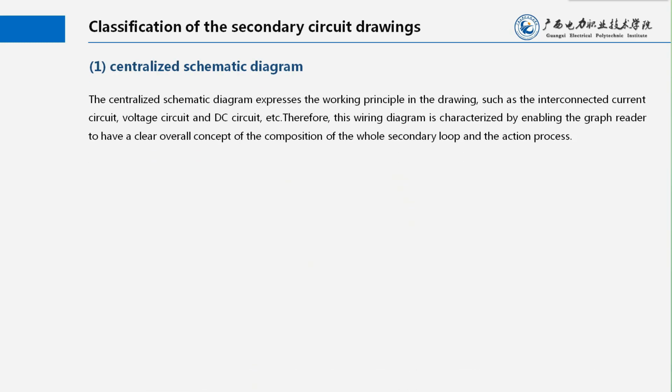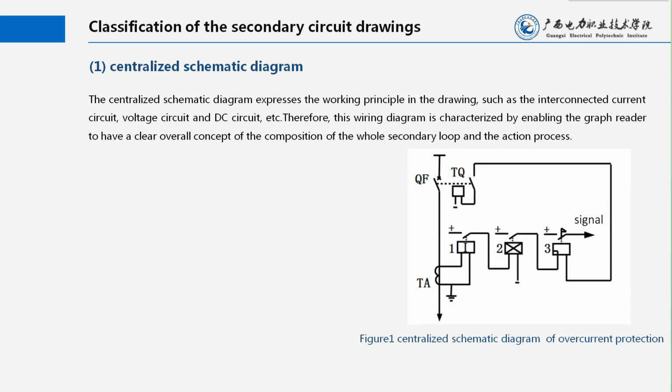1. Centralized schematic diagram. The centralized schematic diagram expresses the working principle in the drawing, such as the interconnected current circuit, voltage circuit and DC circuit, etc. Therefore, this wiring diagram is characterized by enabling the reader to have a clear overall concept of the composition of the whole secondary loop and the action process.